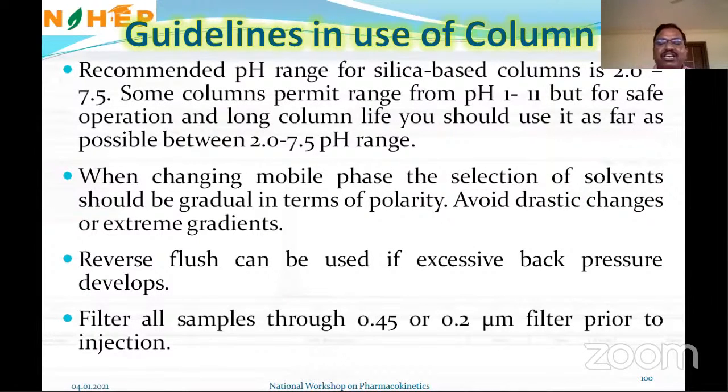When changing the mobile phase, the selection of solvents should be gradual in terms of polarity, and avoid drastic changes or extreme gradients. A reverse flush can be used if excessive back pressure develops. If back pressure is rising, it is better to reverse flush to remove any blockages or sediments present in the channel. Filter all samples through 0.45 or 0.2 micrometer filters prior to injection.